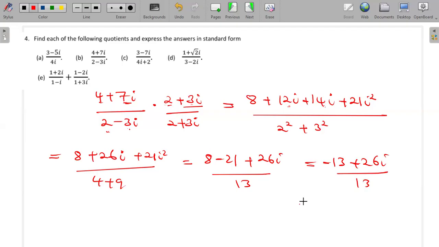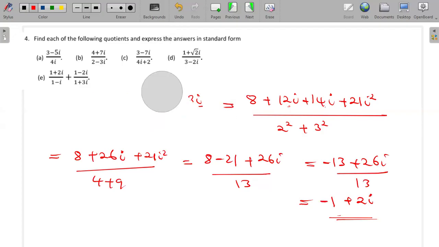So I can divide this 13, and then I'll just have negative 1 there, plus 13 goes into 26 two times, so that will be 2i. And I have written it in the standard form. Okay, is there any question? Right, so next one.